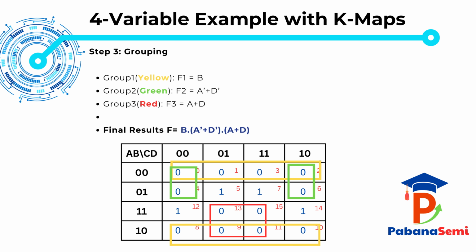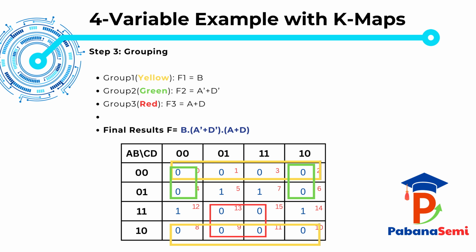Now, we are at step 3, grouping. For this 4-variable Karnaugh map, because this function is given in Maxterm form, we focus on grouping the zeros. And since we are simplifying in POS form, each group produces a sum term. The final answer is the product of those sum terms.